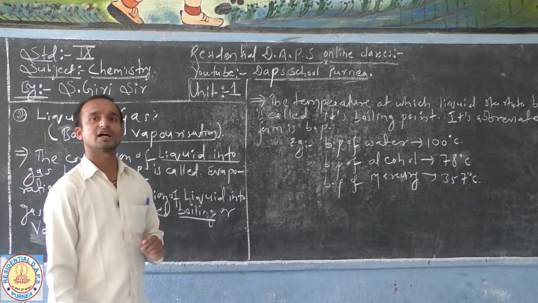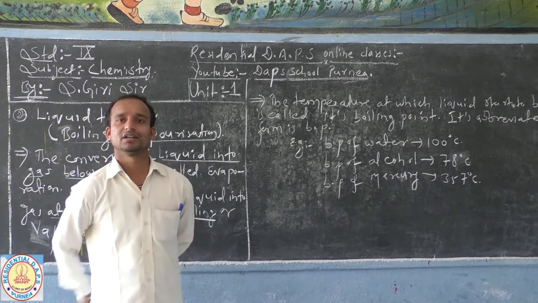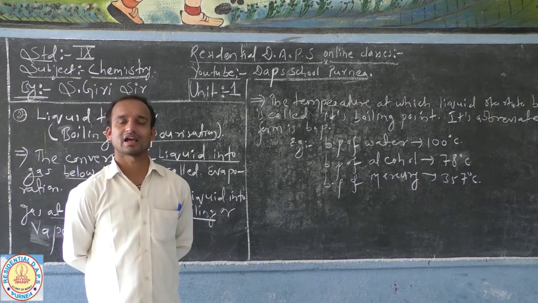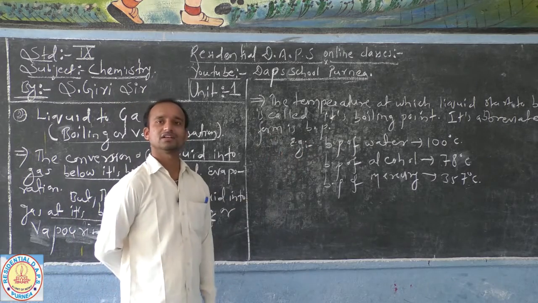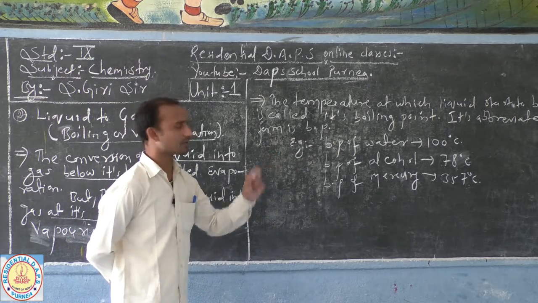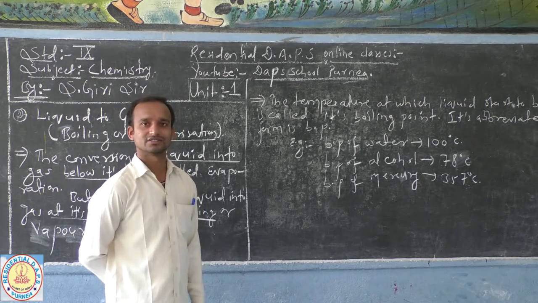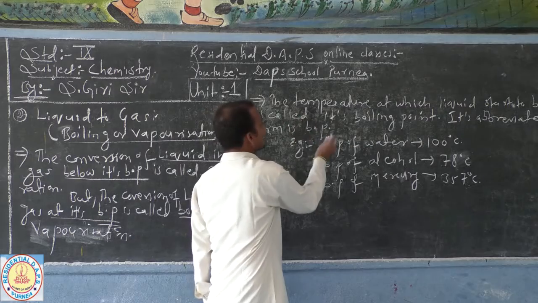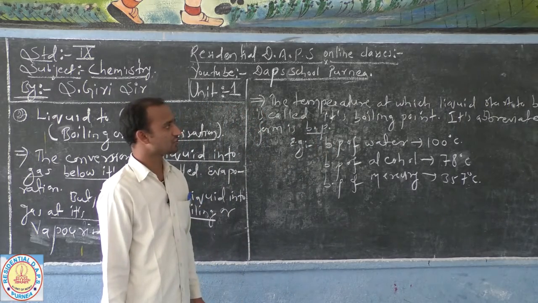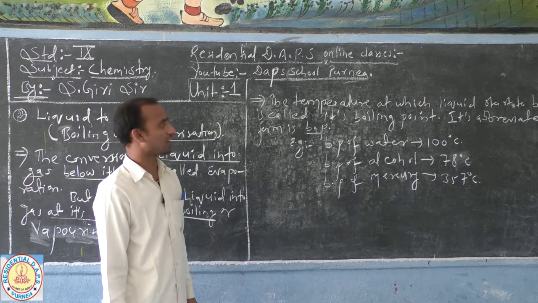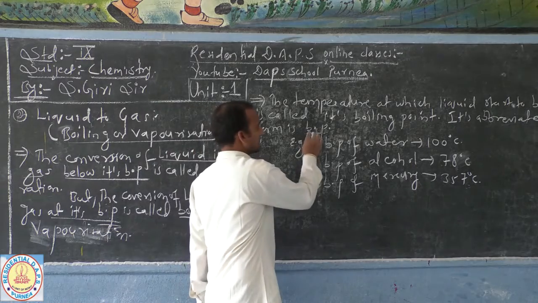When you want to boil any liquid, you have to satisfy the temperature, that is, reach its boiling point. Suppose you want to boil water, then definitely you have to heat that water up to 100 degrees C. Then that water starts to boil. Got the point? Now what is boiling point? The temperature at which a liquid starts to boil is called its boiling point. Its abbreviated form is BP.